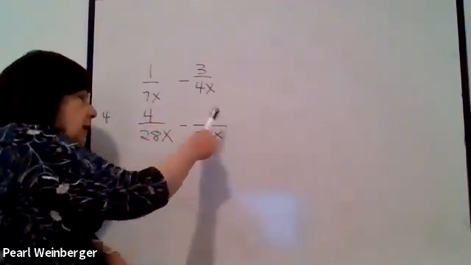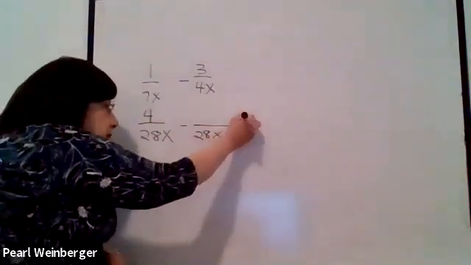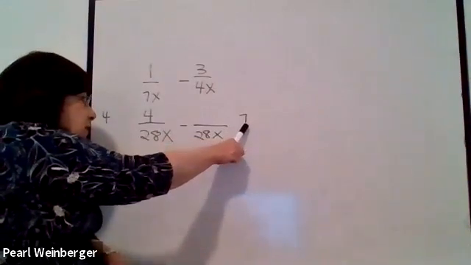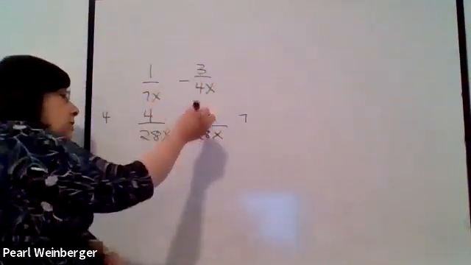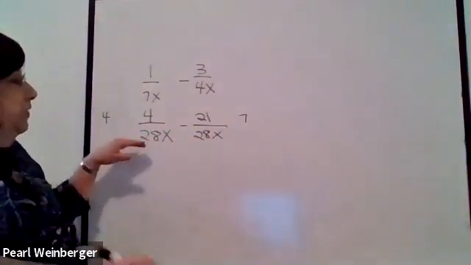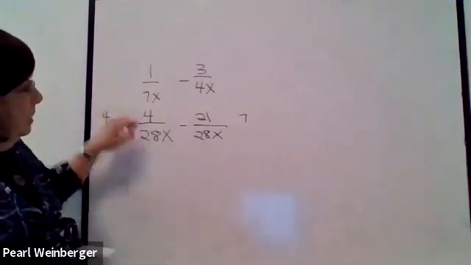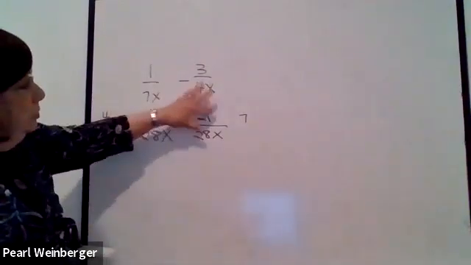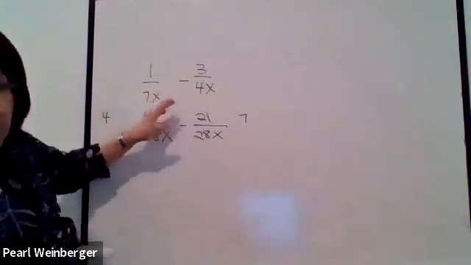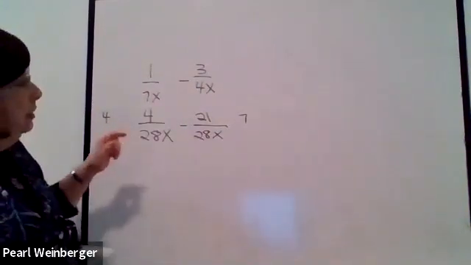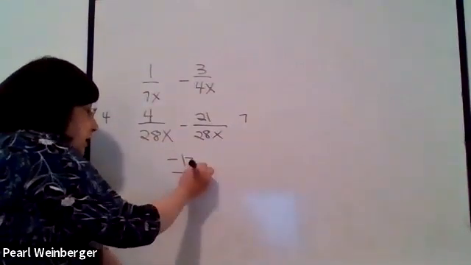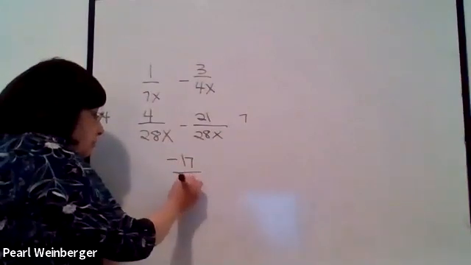Do the same thing over here. 4x into 28x. The 4 into the 28 is 7. The x cancels out. I'm left with 7. I take the 7 and multiply it by the 3. That gives me 21. And finally, when I have my common denominator, I just combine the numerators. Now it's 4 minus 21, depending on whether the sign is plus or minus. 4 minus 21 is negative 17. So my answer becomes negative 17 over 28x.